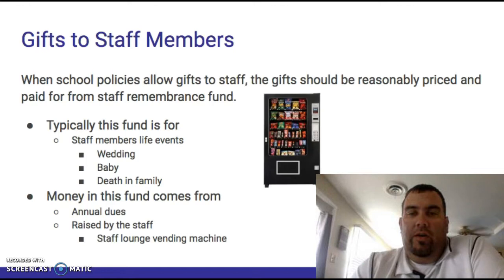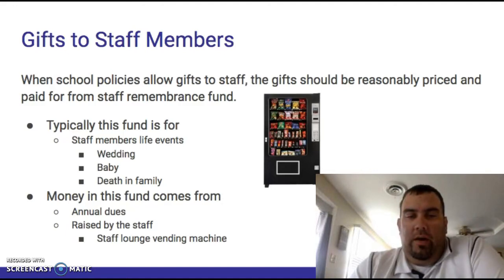When school policies allow gifts to staff, the gifts should be reasonably priced and paid for by the Staff Remembrance Fund. I know I've said it a couple of times now, but it's a fund that's typically there for when staff member life events happen. If a staff member gets engaged or is getting ready to have a wedding, the staff could take some money out of that fund and provide the couple with a gift. Or if a staff member is getting ready to have a baby and they throw a baby shower, it's a way that the entire staff can donate a gift. Or if there's a death in the family, a lot of times the school likes to send flowers or send something, and that's just what this fund is for.